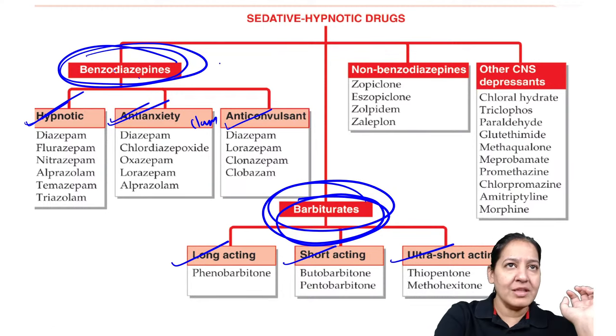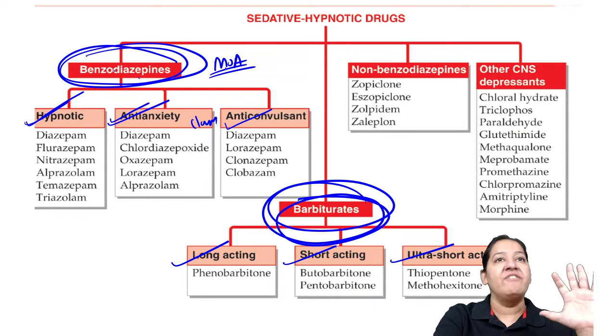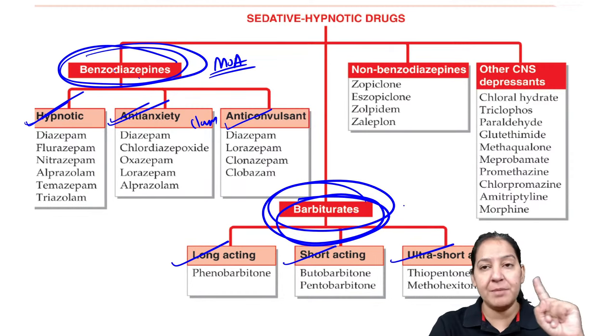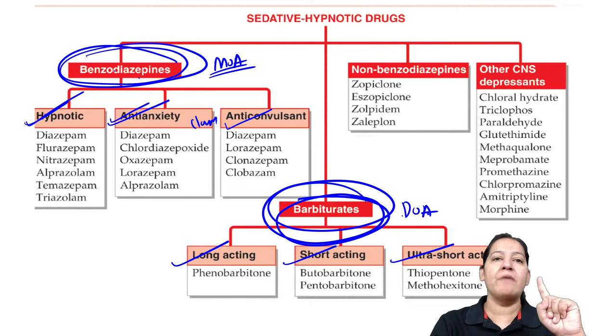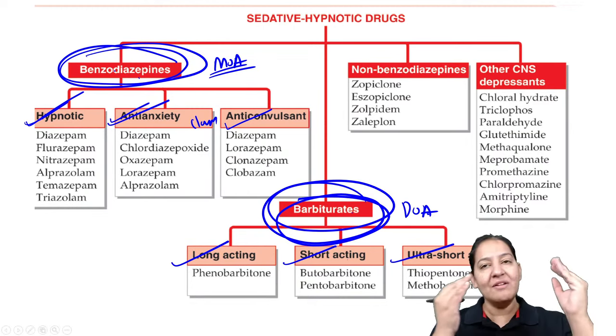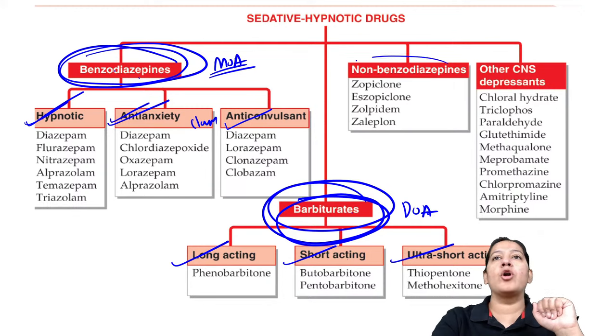So depending on their various uses, these are of three types. Barbiturates' classification is depending on their duration of action. Some of them are long acting, some are short, some are ultra short. So the way we classify them is different. The third category is non-benzodiazepines. These are also hypnotics and sedatives.